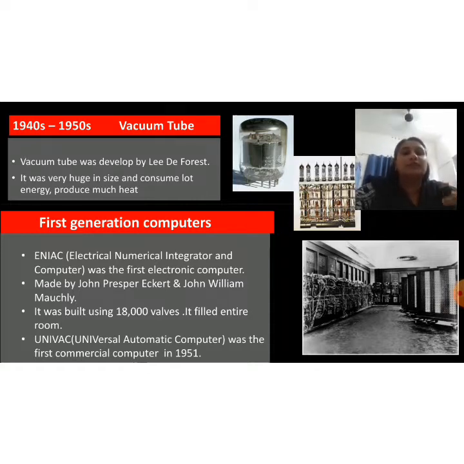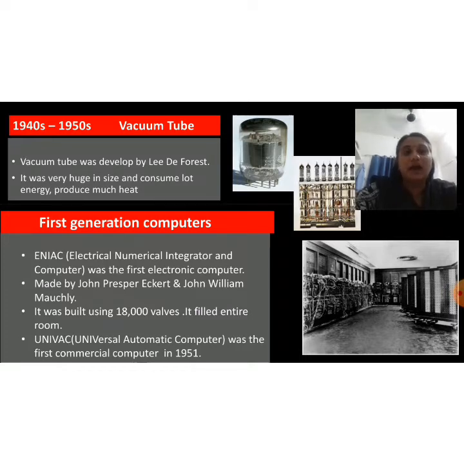ENIAC was the first electronic computer, built by John Presper Eckert and John William Mauchly. ENIAC was built by using 18,000 valves. Valves means vacuum tubes.